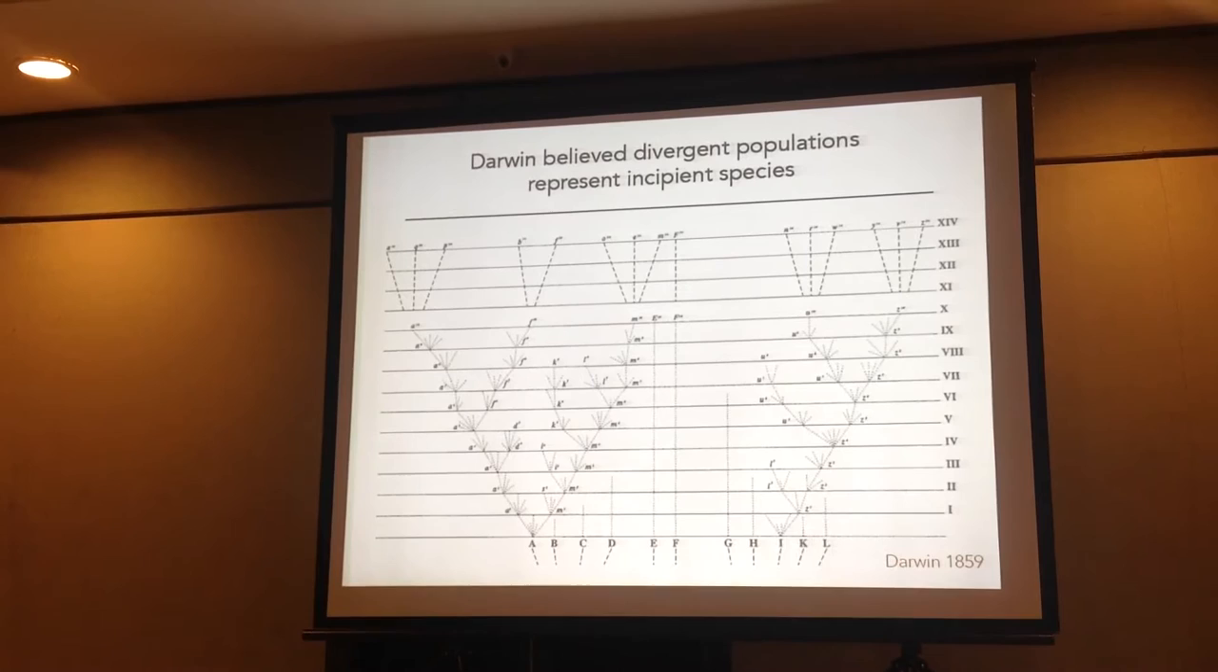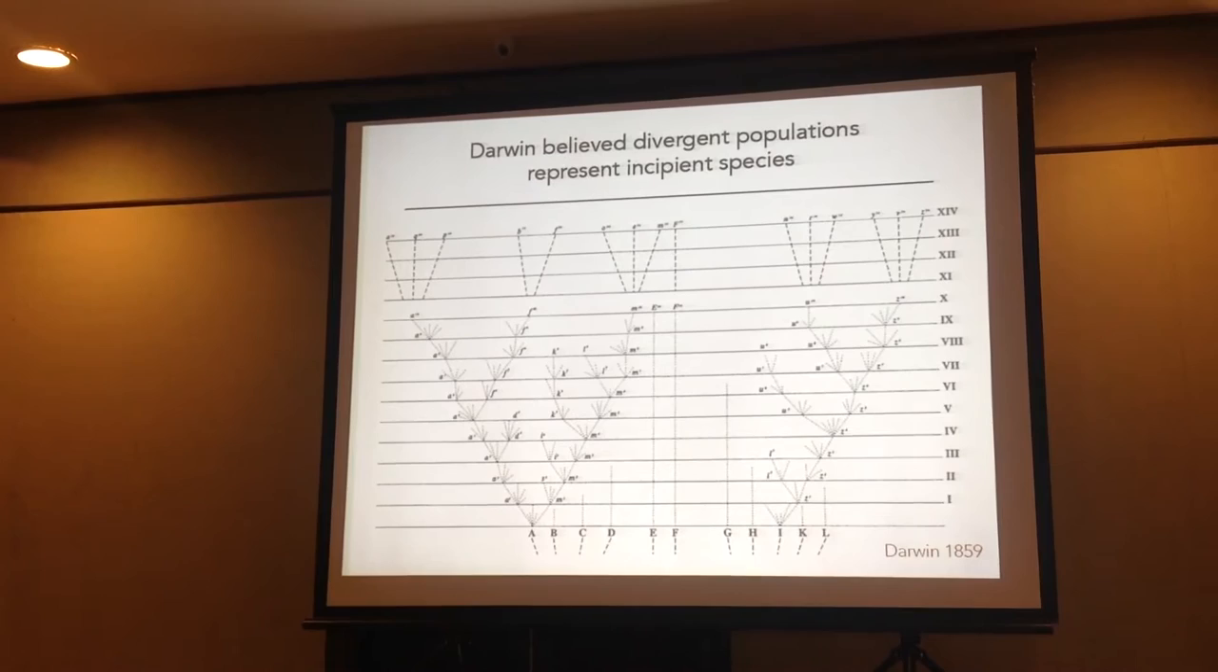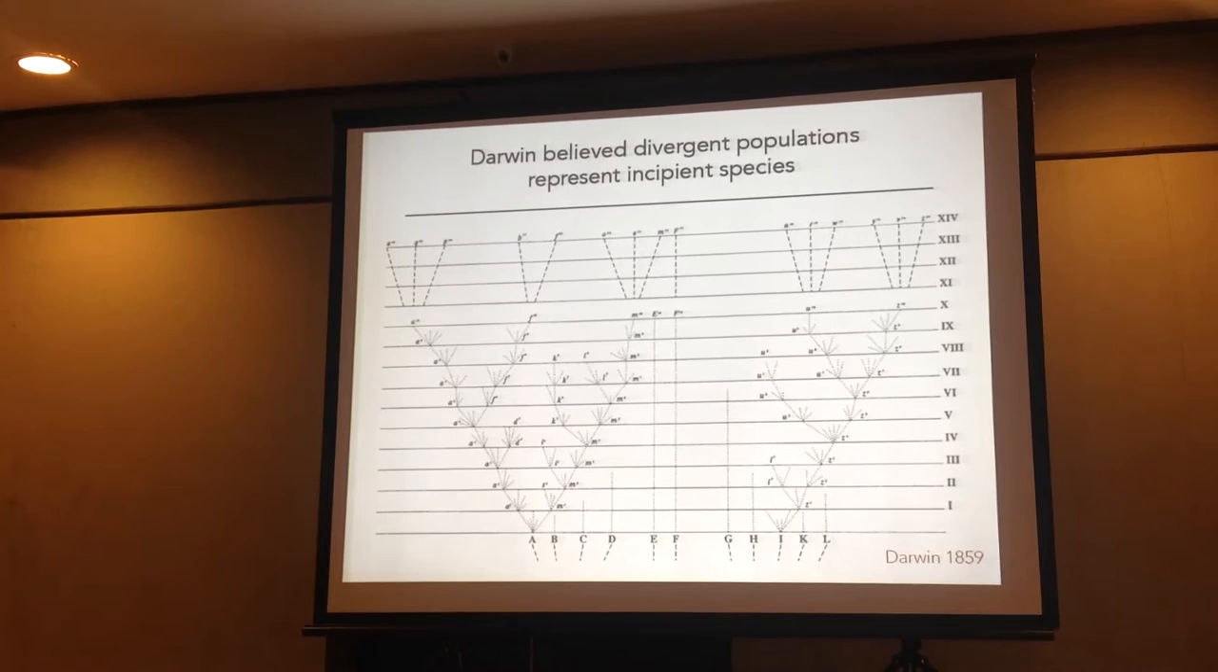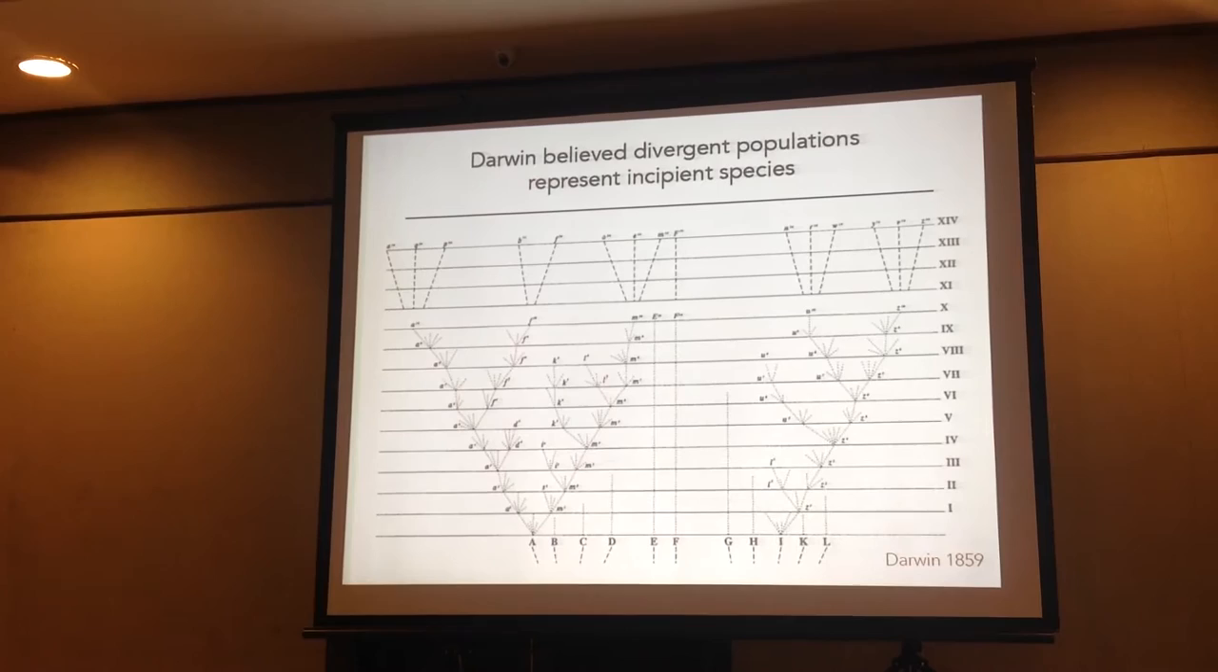But few or no population divergences in some other species. Then Darwin projects even further into the future at the top here, where he's projecting that some of these population divergence events will result in new species. And he seems to be suggesting that we get more new species in lineages that have faster rates of population divergence.